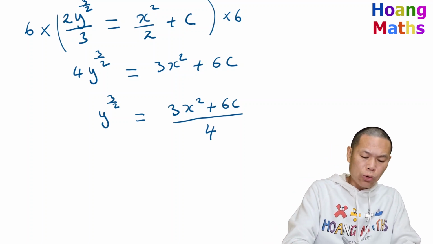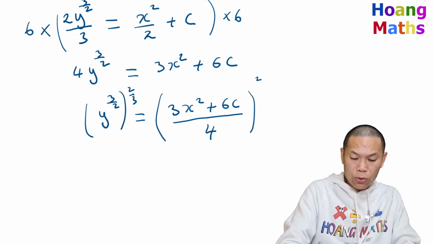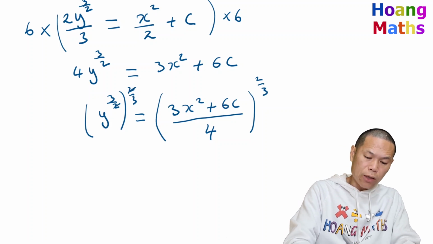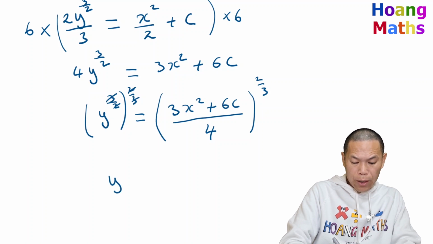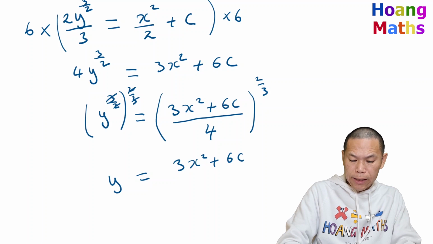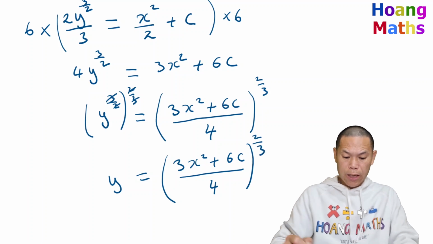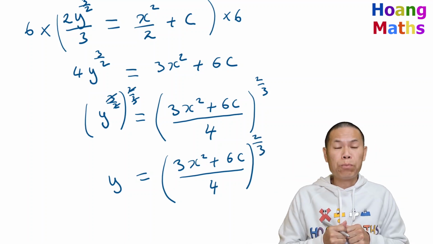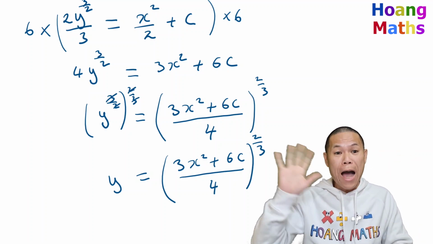Again, to solve this, we just power the whole lot by 2 over 3. So that 2 cancels, this 3 cancels. So therefore, y is 3x squared plus 6c over 4, all to the power of 2/3. So there you go. I hope you got all of them correct. And thank you so much for watching. Bye.